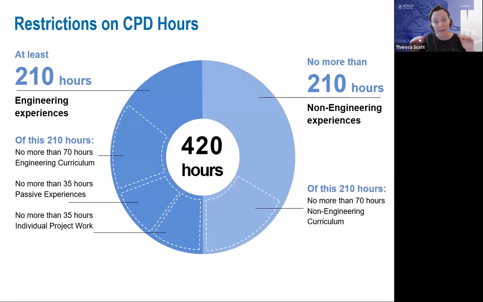So that means that there's a maximum limit with the number of non-engineering hours that you can count as well, which is 210. And within that category, there's also a limit of 70 hours of non-engineering curriculum experiences that can count. Let me break down the subcategories for you in a bit more detail.